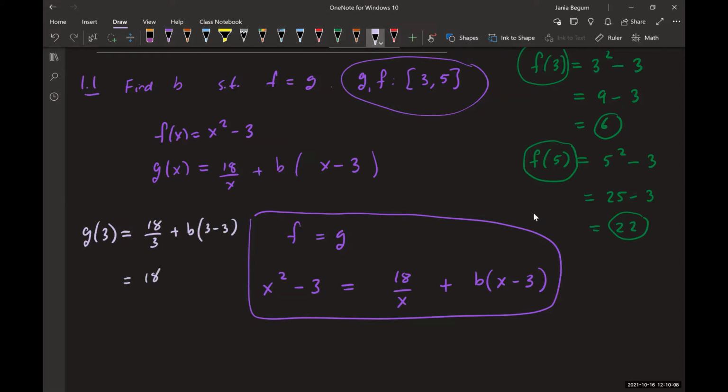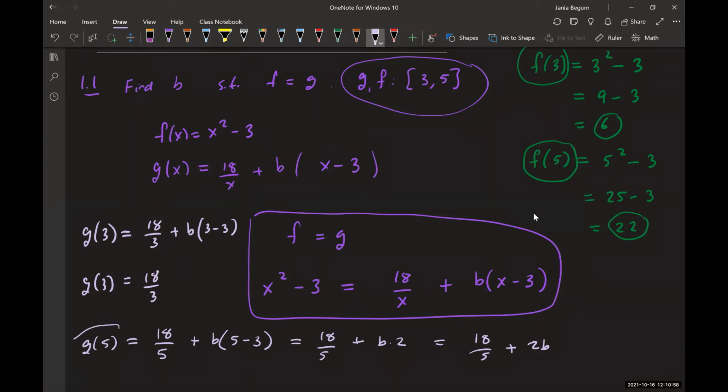So that's just 18 over 3, and b times 0 will disappear. So that's g of 3. And what is g of 5? Sorry, I think I miswrote this one. It should be 5 in here, 18 over x. So that would be 18 over 5 plus b times 5 minus 3, that would be 2. So this is really 18 over 5 plus 2b.